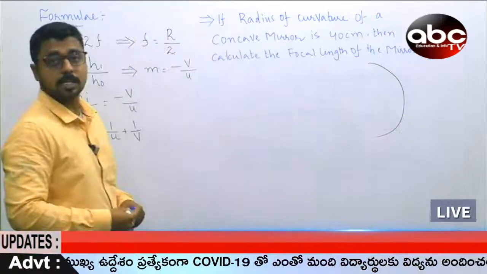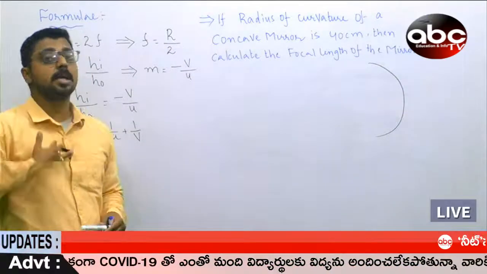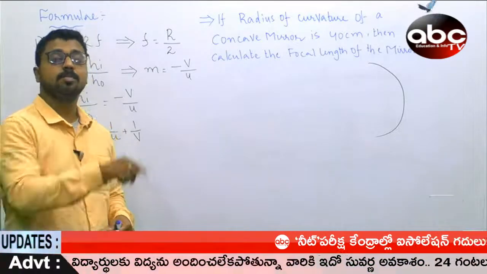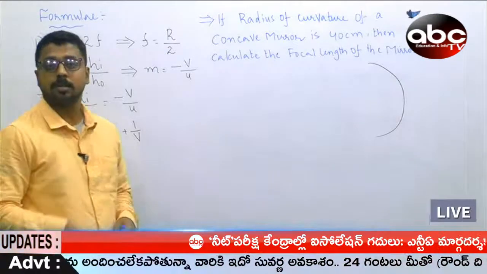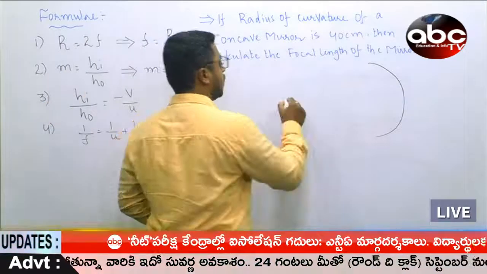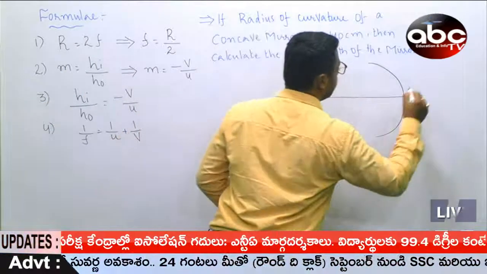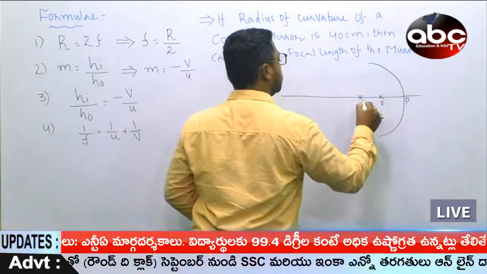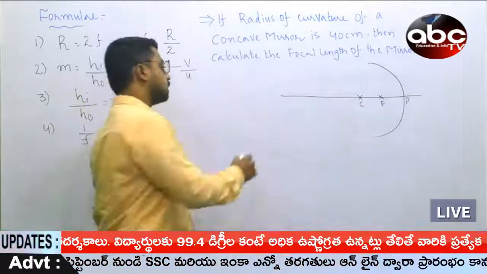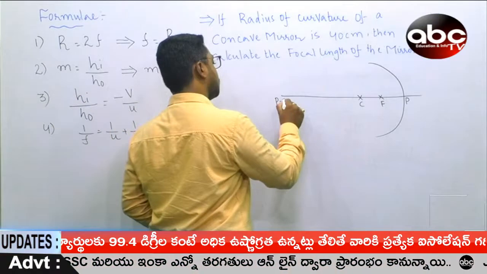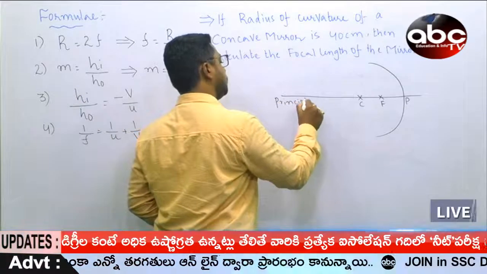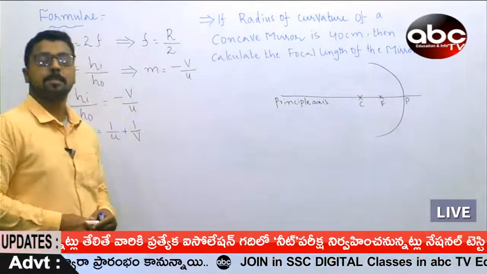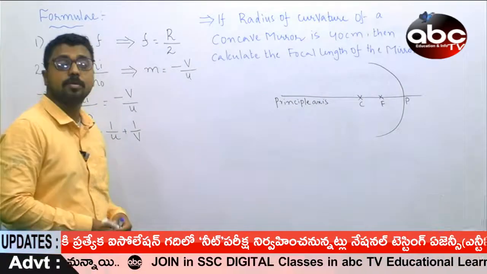Sign conventions have to be applied, so how do we know whether it is plus or minus? We have to note the diagram first, then where the object is, where the image is, we have to take into consideration. Remember. So what about this one? Let me take this as a pole, this as a focus, this as center of curvature, and at the same time this is nothing but called the principal axis.